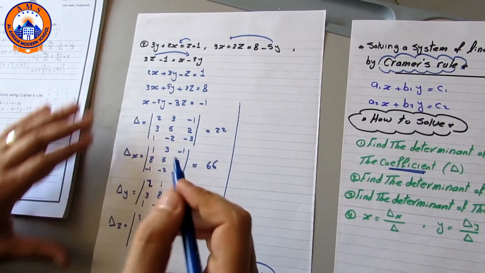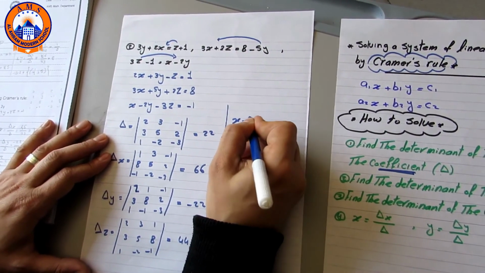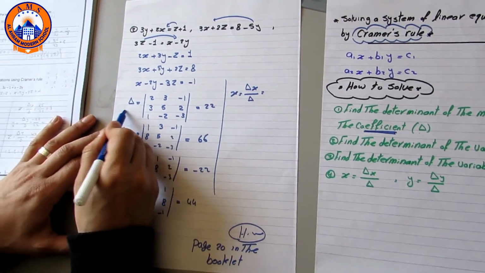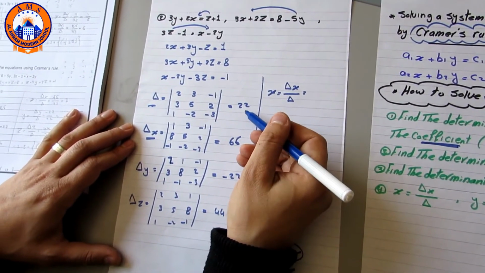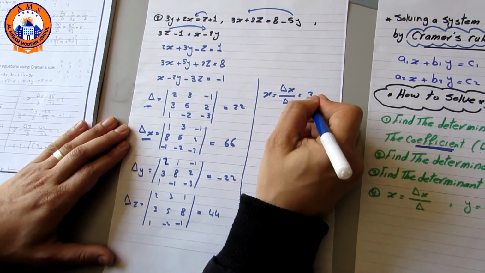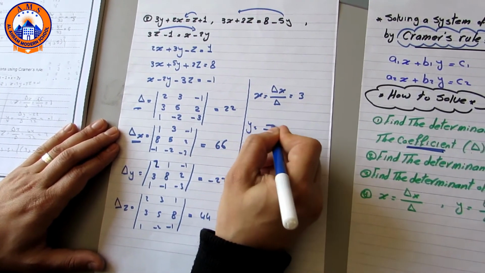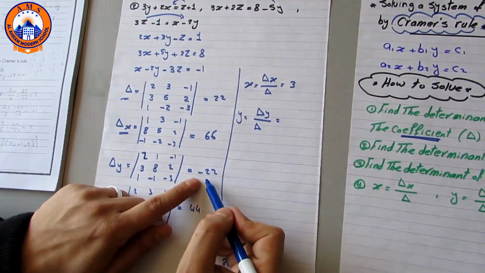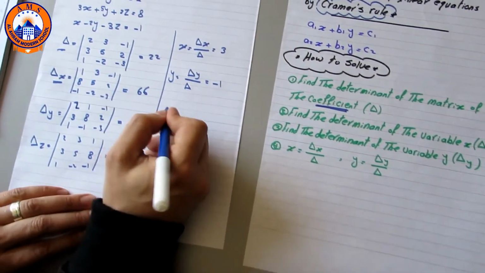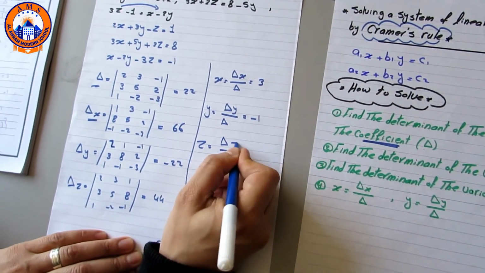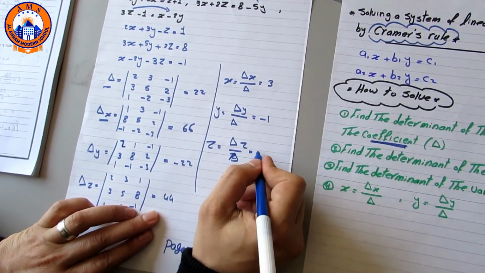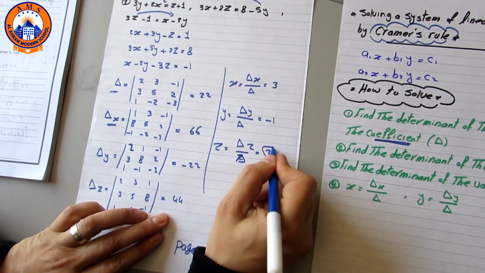Finally, how to find x? x equals delta x over delta. 66 over 22 equals what? Equals 3. y equals delta y over delta. How to find the result? Delta y is negative 22, so y is negative 1. z equals delta z over delta equals 44 over 22 equals what? Equals 2.